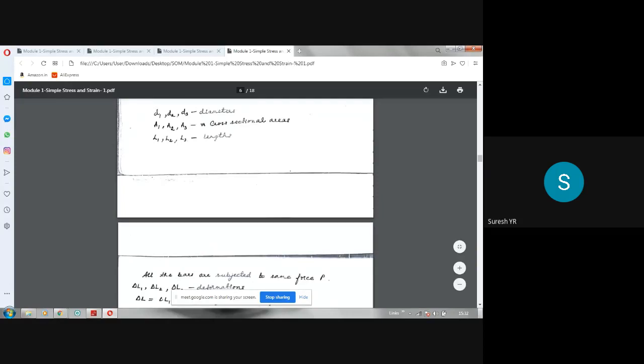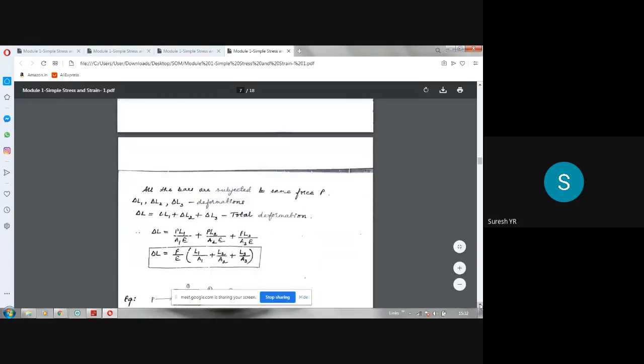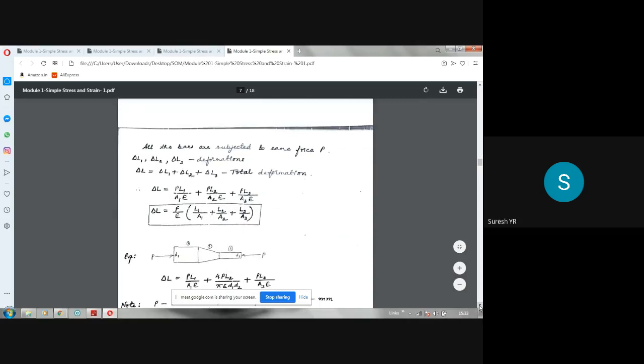That is the formula. Here, since the same force is acting on all the three portions, P remains same, but lengths are different, areas will be different. If it is of same material, E value will be constant. So this is how we have to write. But in some cases, they may give different forces also, that we will see.